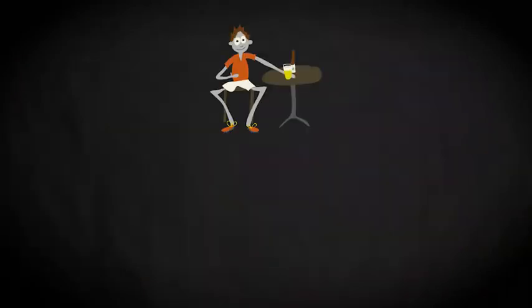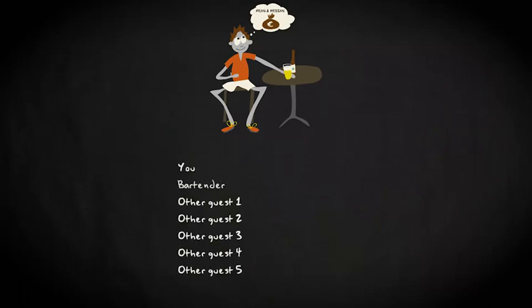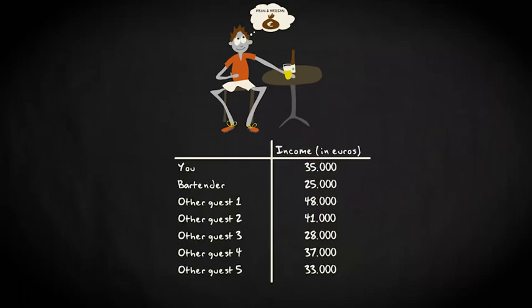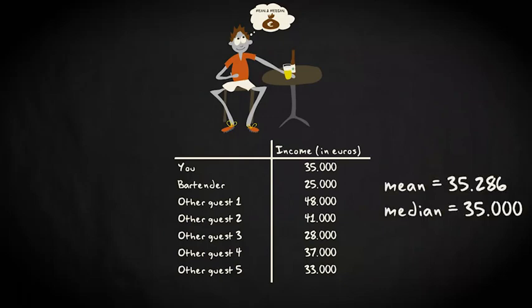Imagine you're sitting in the canteen of a football club in your hometown, and you would like to compute the mean and median income of all persons present. That's you, 5 other guests, and the bartender. This is the data matrix. The mean is around 35,000. The median is exactly 35,000. They're pretty close to each other, and it doesn't matter much which one you use to describe the center of your distribution.